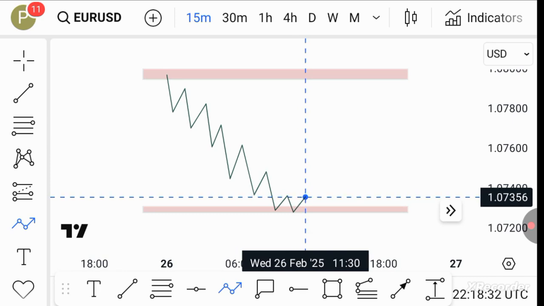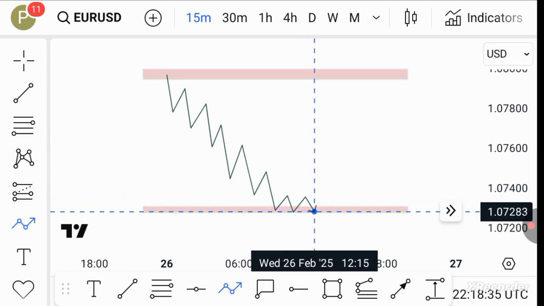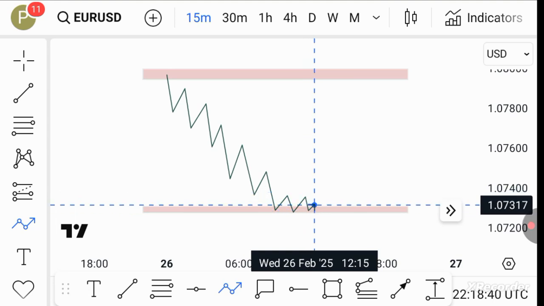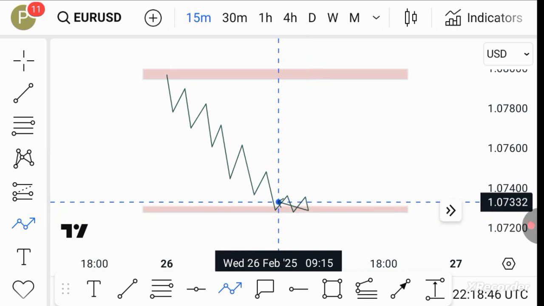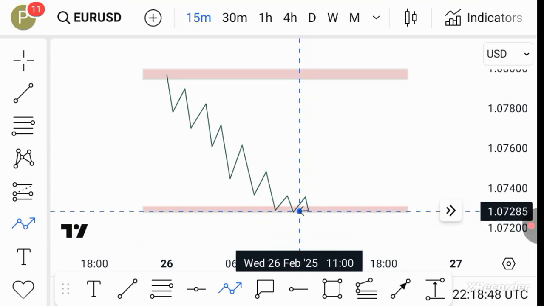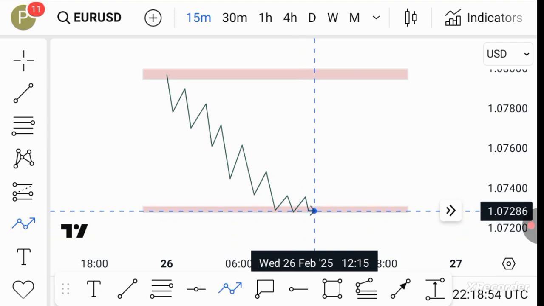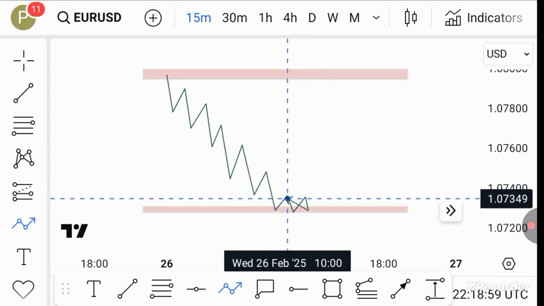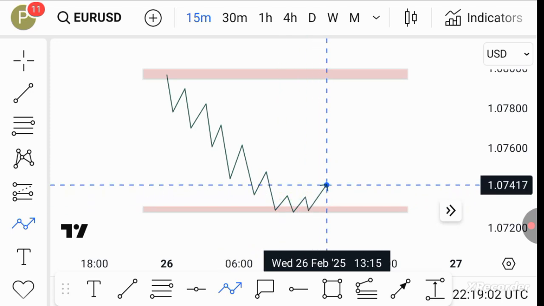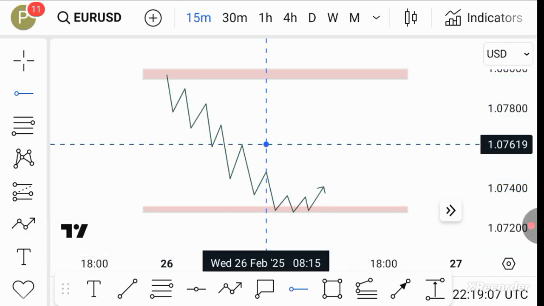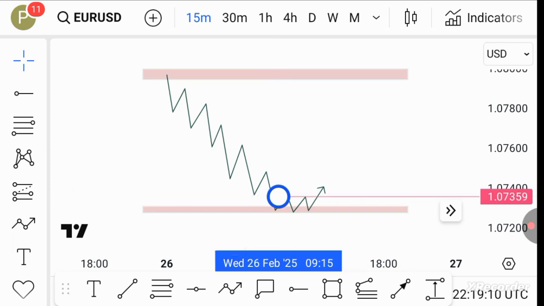We call this consolidation, right? Price consolidating within a support area or a resistance area. And now price could change direction. Instead of continuing going bearish, it decides to consolidate for a while and then break this resistance. It breaks this resistance like this, right? So this area here is what we call our resistance.